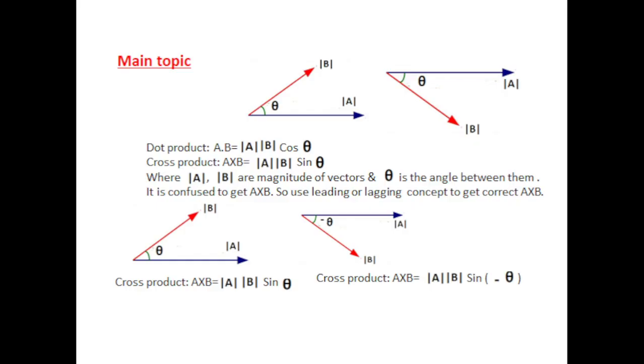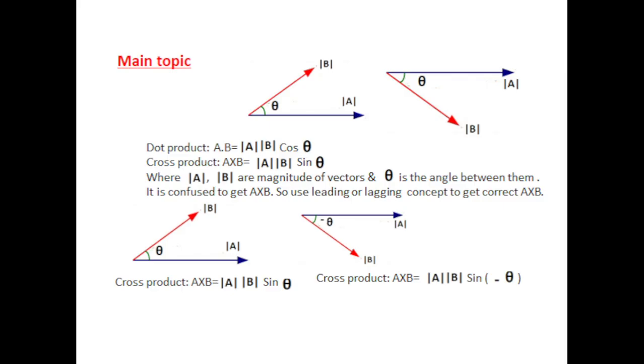Main topic. Here two figures are showing two vectors and the angle between them is theta. Dot product A dot B equal to modulus of A into modulus of B into cos theta. Cross product A cross B is equal to modulus of A, modulus of B sin theta. In these figures, the angle between the two vectors is theta only. Magnitude is modulus A, modulus B, where A and B are magnitudes of the vectors, theta is the angle between them.